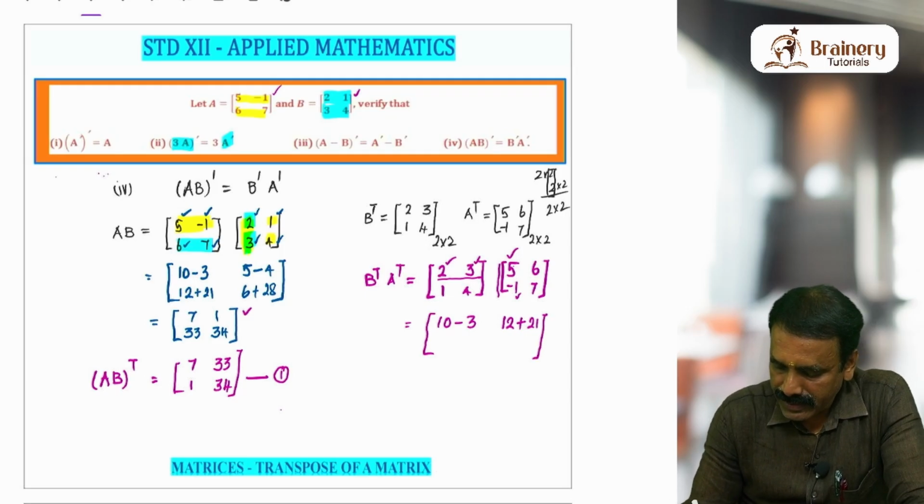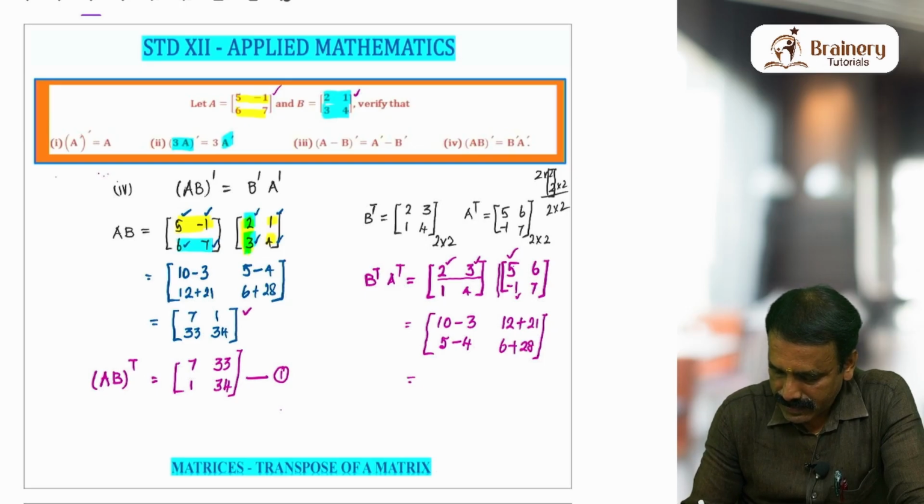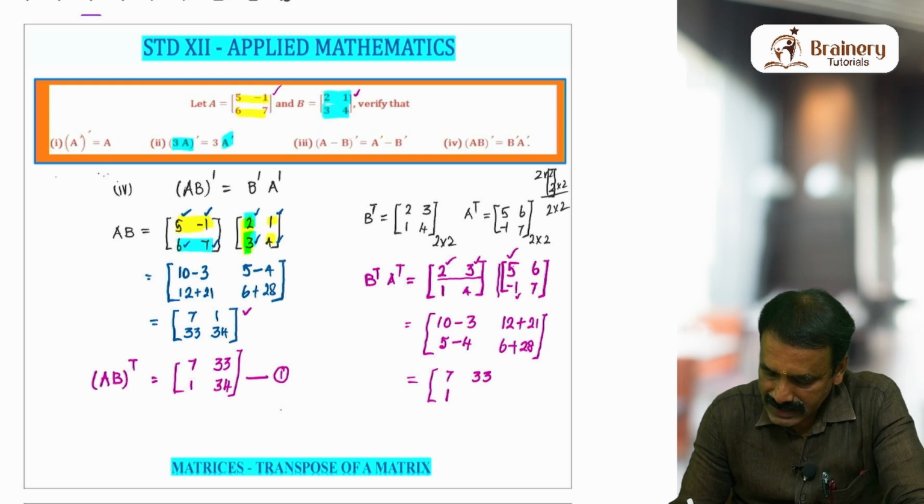Then 1 into 5, 5. 4 into minus 1, minus 4. 1 into 6, 6. 4 7s are 28. 10 minus 3, 7. 12 plus 21, 33. 5 minus 4, 1. 6 plus 28, 34.